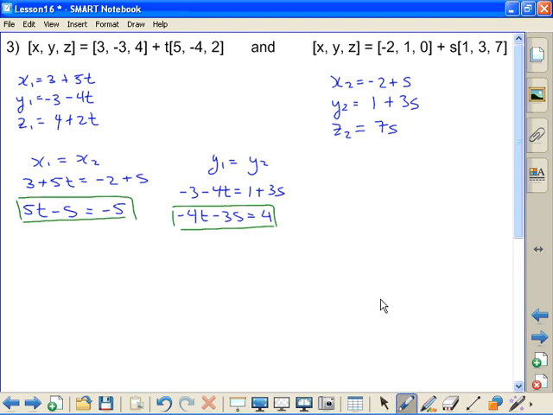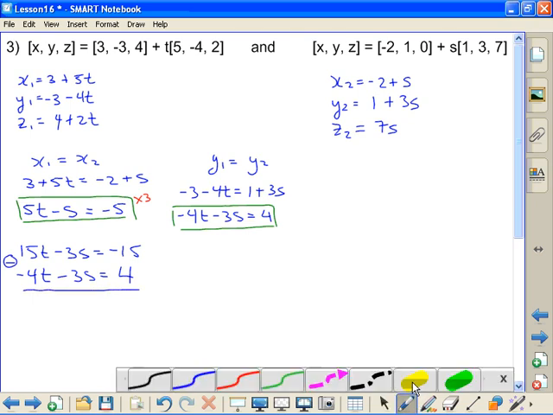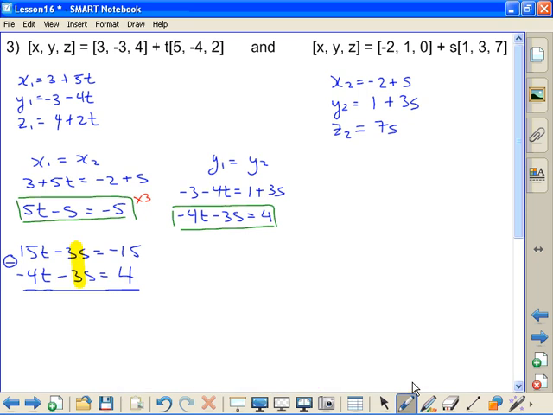I'll use those values of t and s to determine if in fact a point exists. So I'm going to multiply, save myself a little bit of time this round, multiply that equation by 3. So I end up with 15t minus 3s equals -15. And -4t minus 3s equals 4. I'm going to do subtraction because the signs are the same. That allows me to eliminate my s terms. So I end up with 19t equals -19, which means that I have a t value of -1.